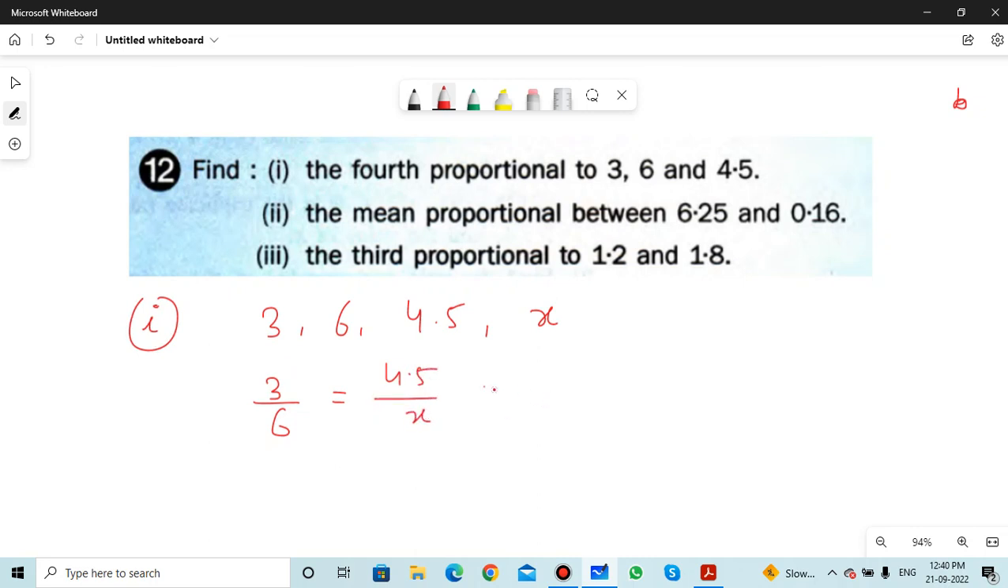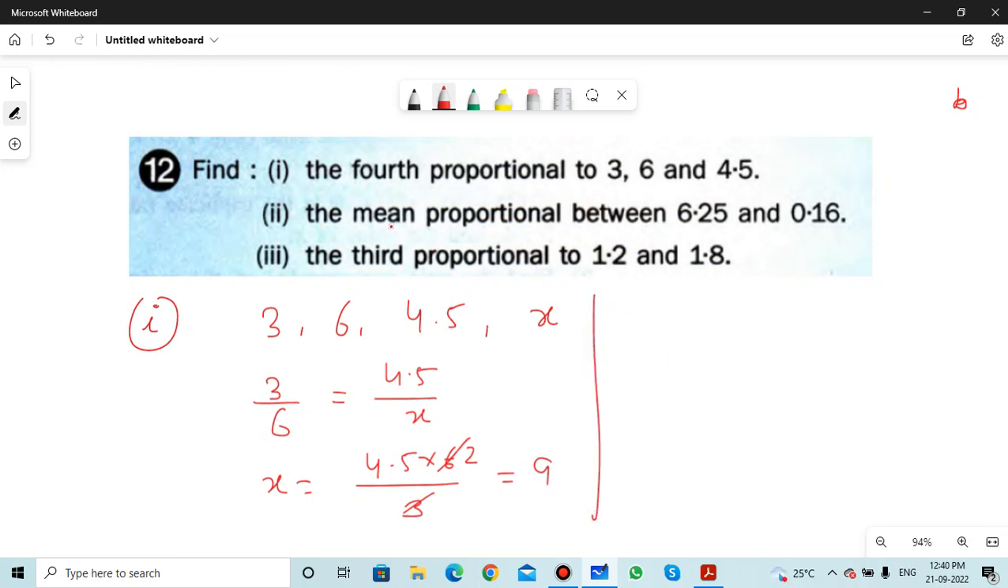So find the value of x in it. So x will be equal to 4.5 into 6 upon 3. So that will give you 9 here. So that's the first part of it.